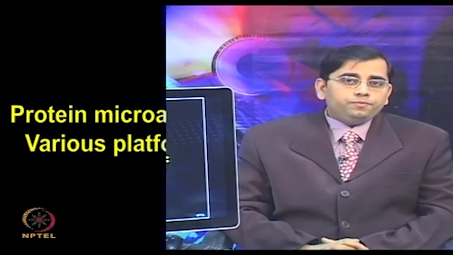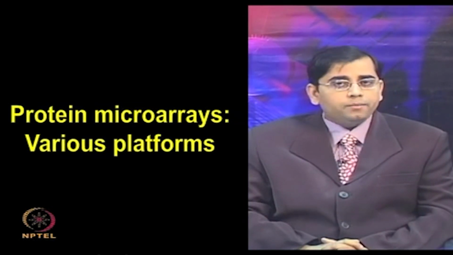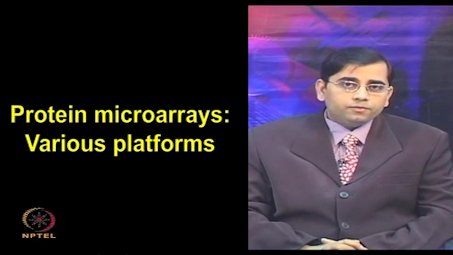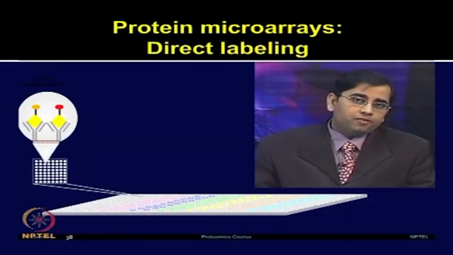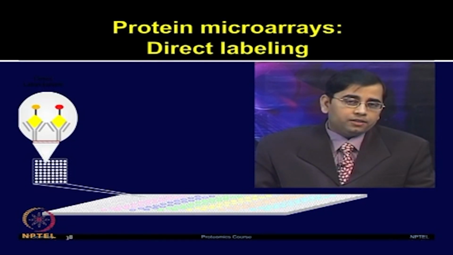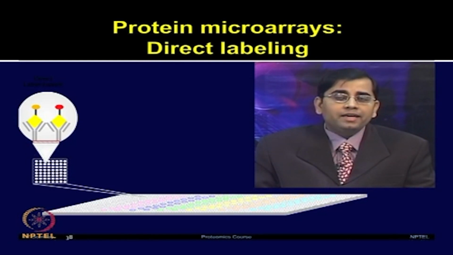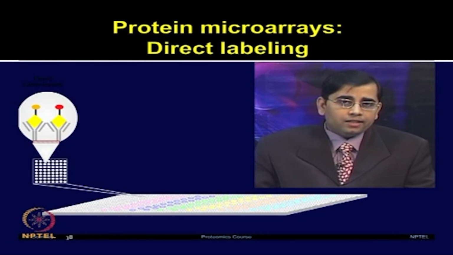So, the different types of platforms which are available for studying proteins by using protein microarrays. Let us have a quick look at some of these available platforms. Antibodies have been printed on the chip surface for various proteomic applications in various orientations. The one shown here shows the direct labeling, where the target proteins are labeled with fluorescence or another tag, which allows detection after they are captured by the antibody immobilized on the array surface.